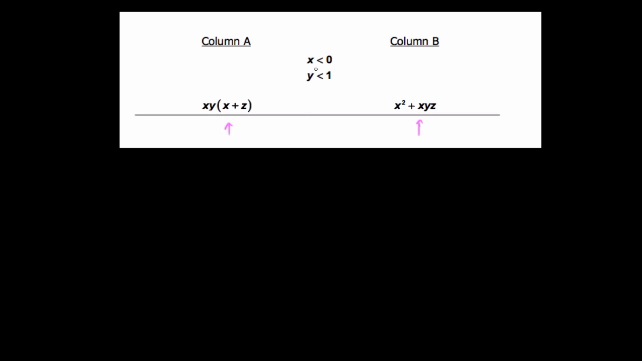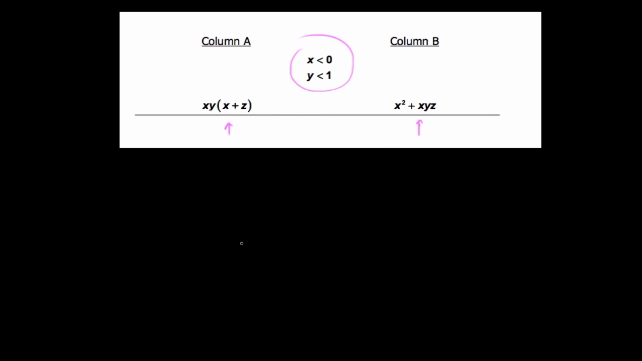So the only information we are given is x less than 0, and we are also told that y is less than 1. So these are the two pieces of information that we are given. Now, based on the information we are given, we are told to establish a relationship between quantity A and quantity B.